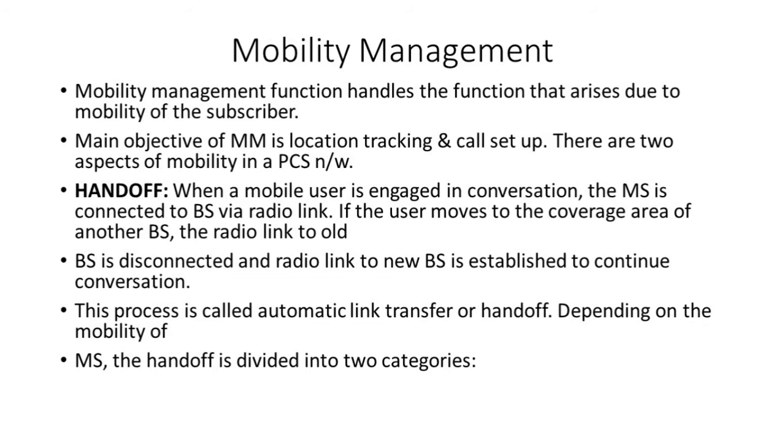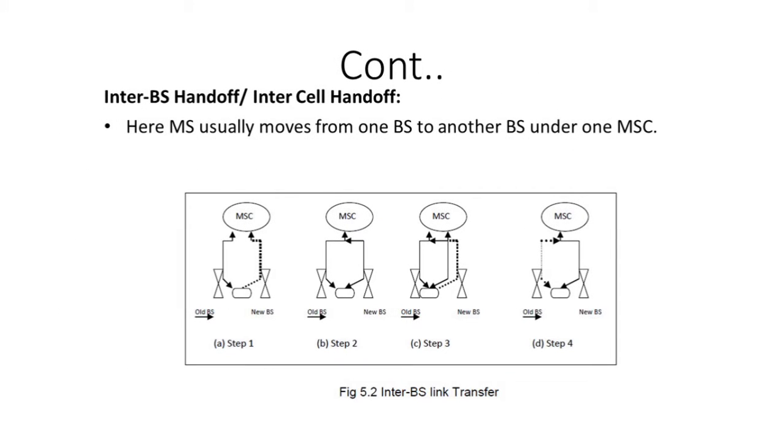Depending on the mobility of the mobile system, the handoff is divided into two categories. What are they? First is the inter BS handoff or inter cell handoff. What happens in the inter BS handoff or inter cell handoff? Basically, MS usually moves from one base station to another base station under the MSC. What are the actions taken when the user is moving? It is inter base station. Okay, the point to be noted is it is inter base station movement.